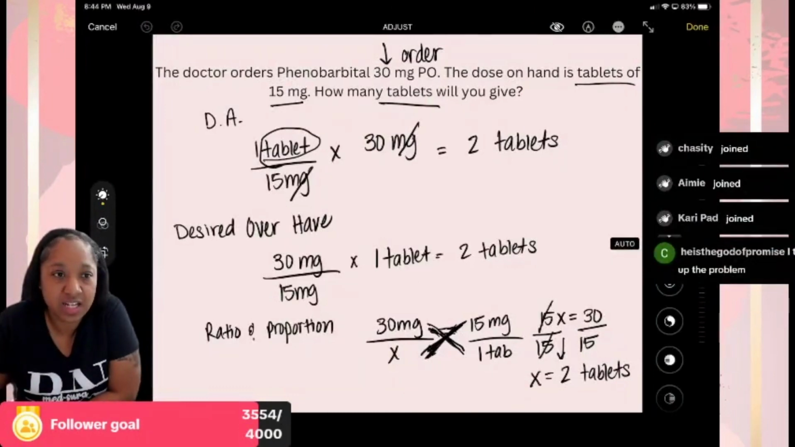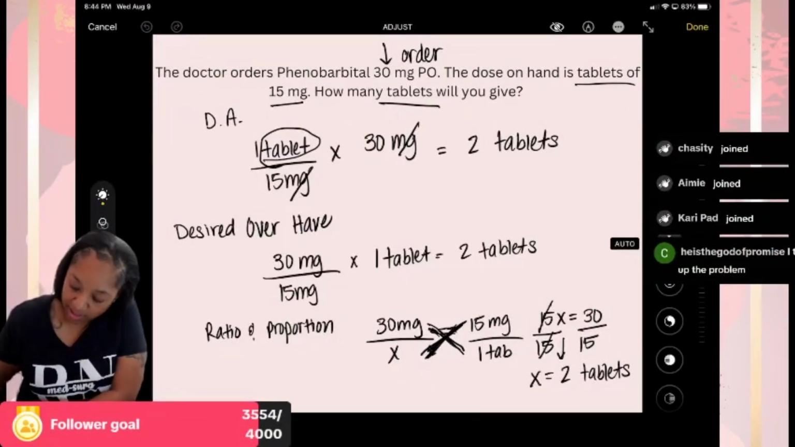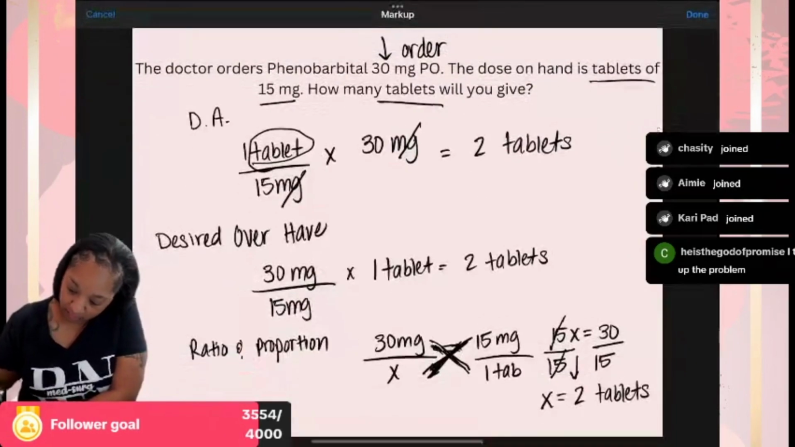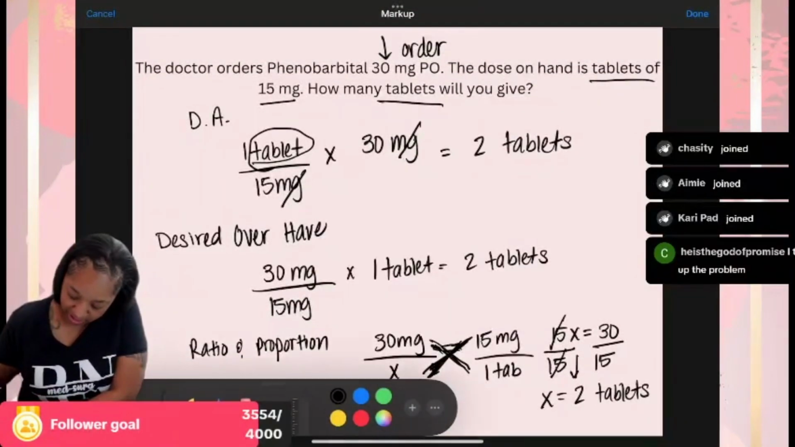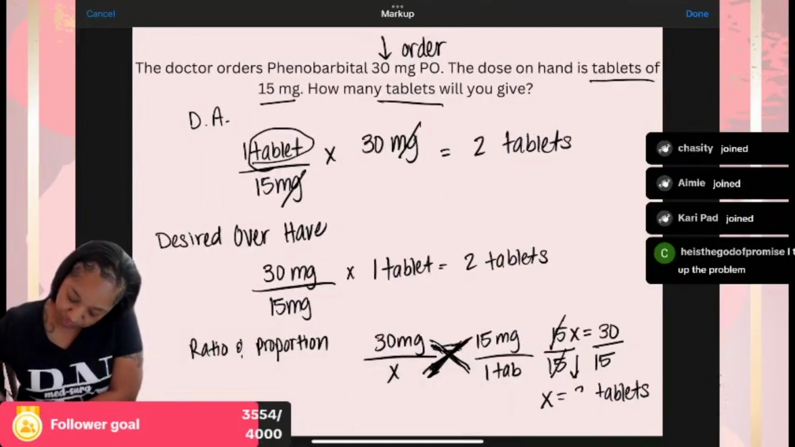I think it's setting up the problem. Okay, well, like I said, we are here to break down stuff. All right.